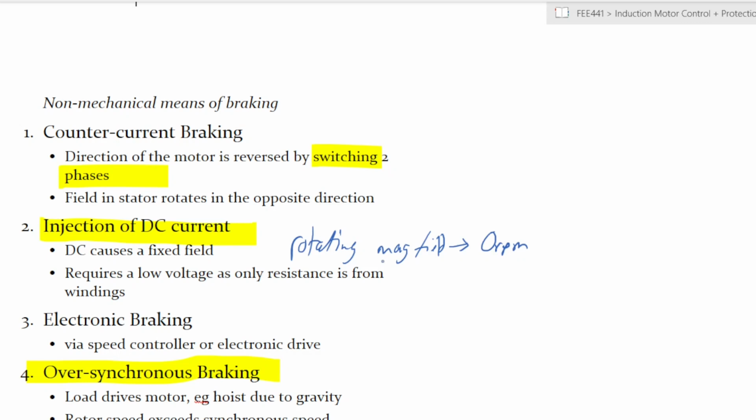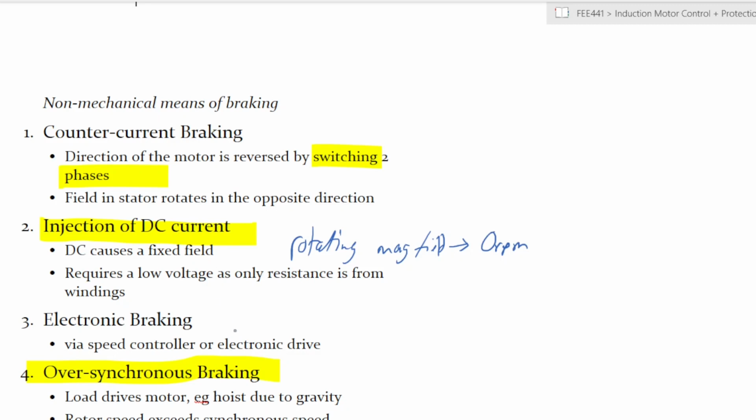But you need to note that it needs to be at a low voltage, as the only resistance there is the rotor's, because you're not converting any of the power into rotational power. It is all being dissipated by the resistance of the rotor itself. So that has to be run at a low voltage. The DC current you put in will also have to be at a low voltage. And finally, you have electronic braking.